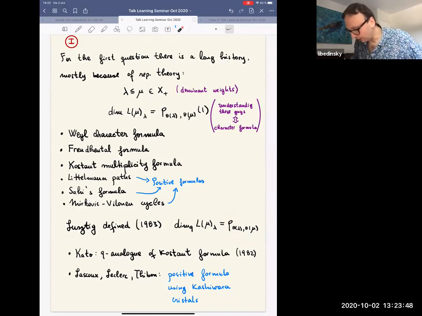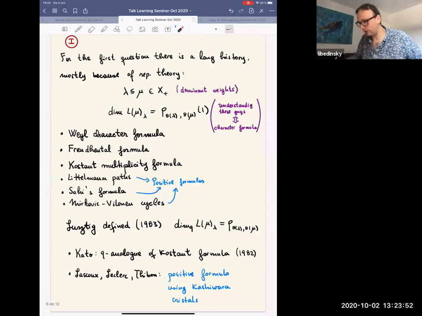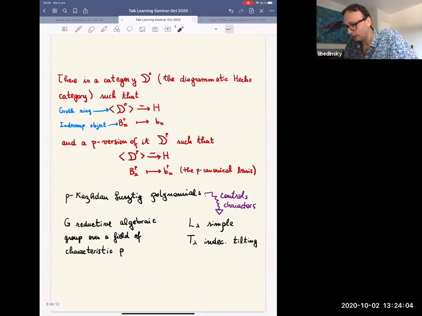And then Lascoux, Leclerc, Thibon proved a positive formula for this q-analog of the weight multiplicities using Kashiwara crystals of the quantum group. So we are in a categorification seminar. Usually this is very long and difficult; you need maybe 20 minutes to define these guys.